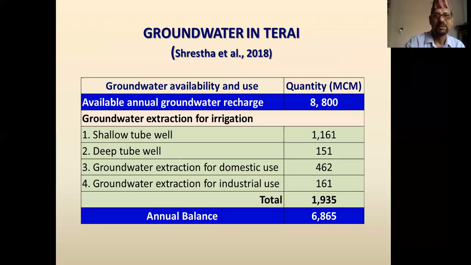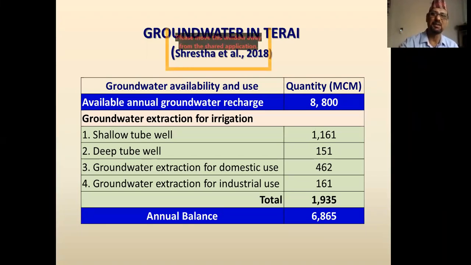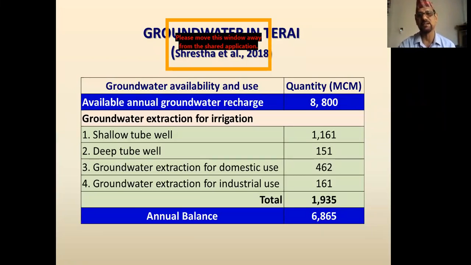And if we see the total groundwater reserve in Tarai, it is estimated by different methods, but I have shown one value: 8,800 million cubic meters of annual groundwater recharge in the Tarai plain. And how we are exploiting it, a little bit of 2-3 years older data.